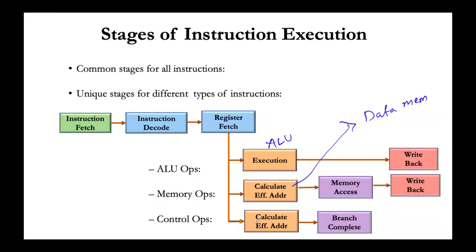Whereas in control operations, when the registers are fetched, the ALU first calculates the effective address, and with that effective address we see whether the branch is completed or incomplete. If the branch is not completed, the same effective address will be used to perform the operations, whether it is a memory operation or an ALU operation within that branch.